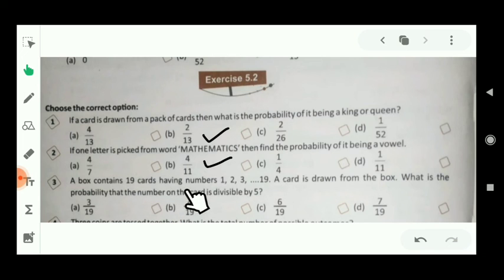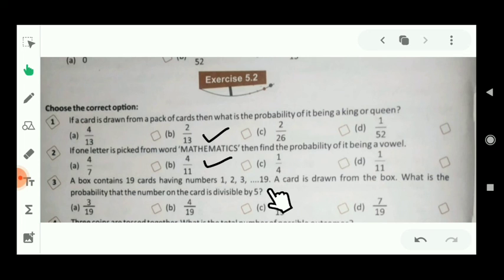A box contains 19 cards having numbers 1, 2, 3 and so on till 19. That means the total number of cards is 19. So 19 should be noted in the denominator. A card is drawn from the box. What is the probability that the number on the card is divisible by 5? Student, as you know, the numbers divisible by 5 are the multiples of 5, so we have to pick from the table of 5, like 5 ones are 5, 5 twos are 10, 5 threes are 15, 5 fours are 20. But there are only 19 cards. That means we have to pick 5, 10, 15.